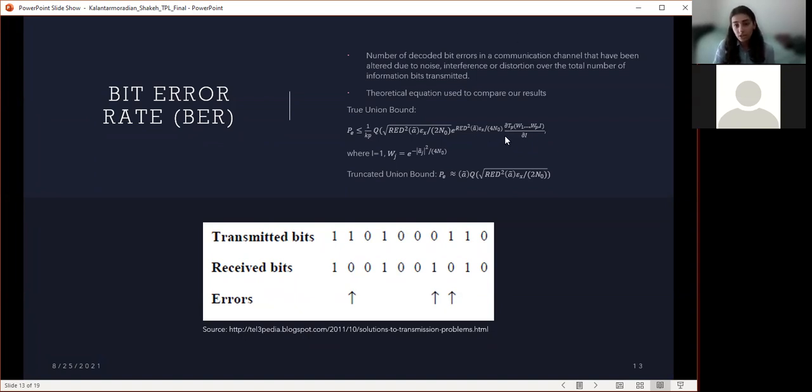In this first equation, NB of A is just a constant for us that we obtained for each of the puncture patterns. RED is the residual Euclidean distance. That is a distinct value for each of the puncturing patterns and also each of the codes. 1 over N naught is the signal to noise ratio in our case, SNR. Q is the Q function. It's the tail distribution function of the standard normal distribution. And partial T partial I is the partial derivative of our transfer function.